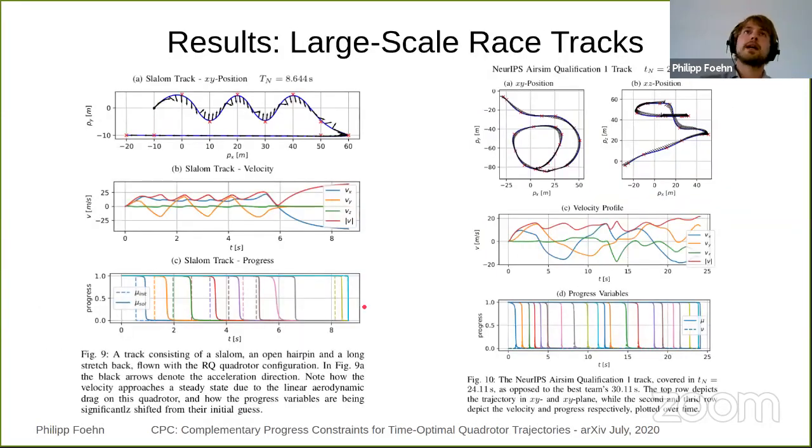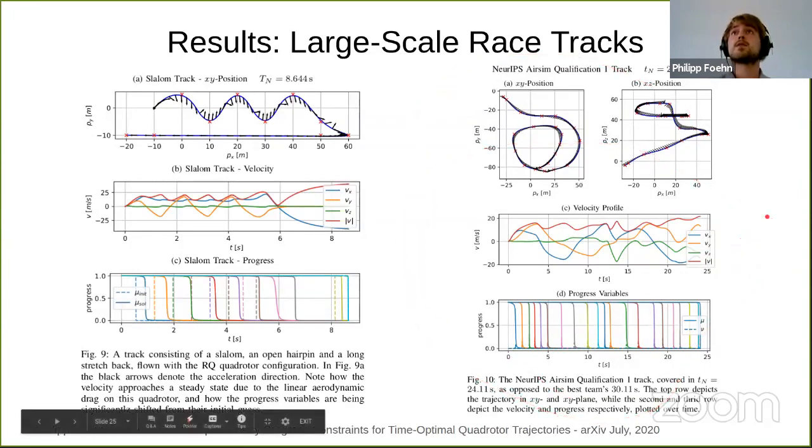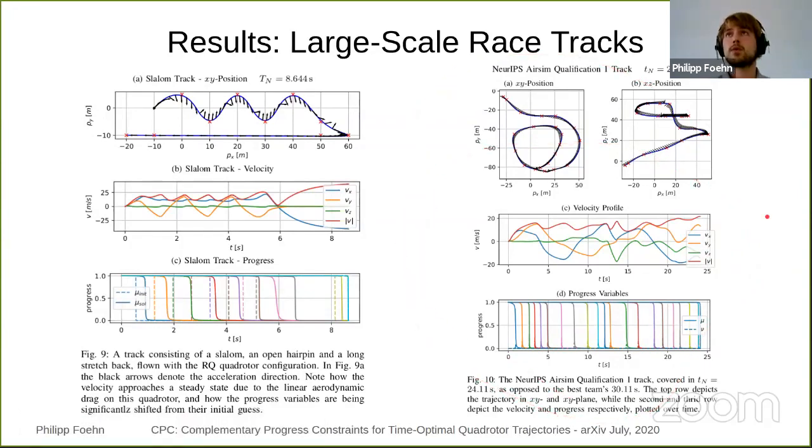So we also applied this to some larger scale racetracks. One prominent one is probably one of the racetracks from last year's NeurIPS Game of Drones challenge within the AirSim simulation. This is here on the right-hand side, and this is the qualification track number 1. And on this track, the best team in the competition actually reached a time of around 30 seconds. This is actually quite fast already.